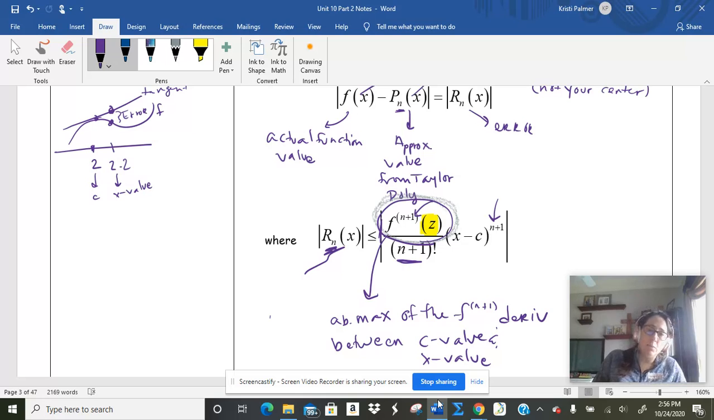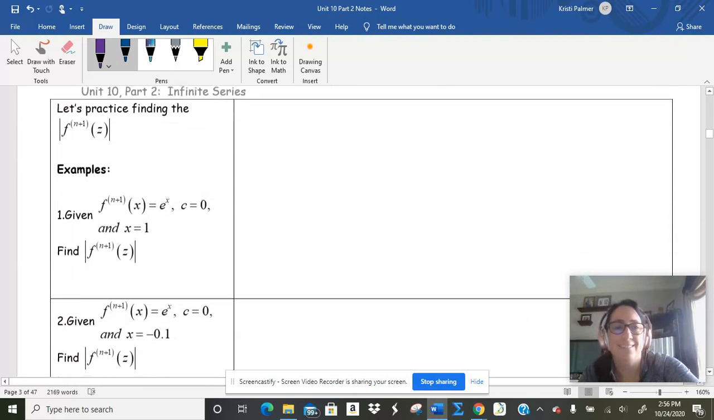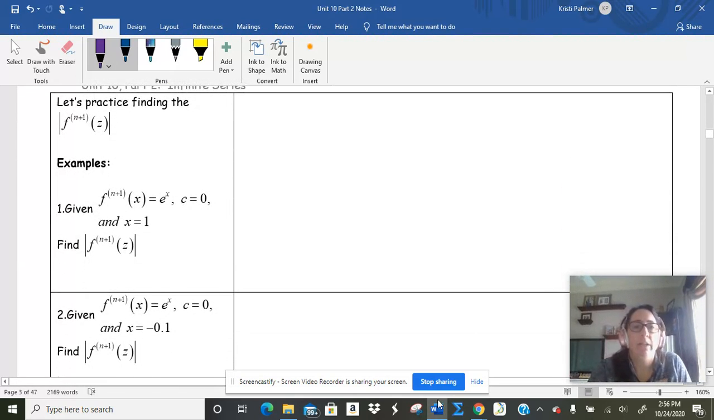And so that's the hardest part, is figuring out what that right there is. So that's what we're going to practice a little bit before we go and do the whole big kaboom. Okay, so let's do that. So here, let's say that the next derivative was just e to the x, like maybe the function was e to the x. So this is my next derivative.